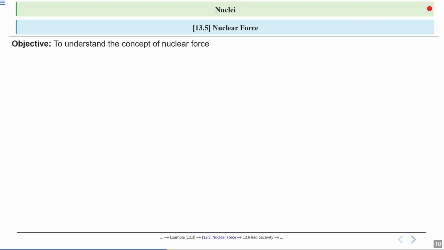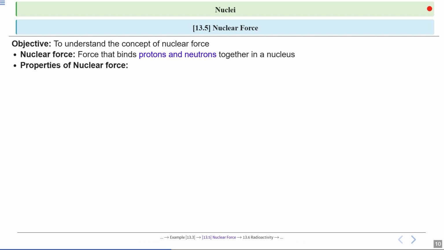Now our objective is to understand the concept of nuclear force. This is a fundamental topic in nuclear physics as it explains how the nucleus of an atom stays together despite the repulsion between positively charged protons. Now let's define nuclear force. The nuclear force is the force that binds protons and neutrons together inside the nucleus. Even though protons repel each other due to their positive charges, this force is strong enough to hold them, along with neutrons, tightly packed in the nucleus.